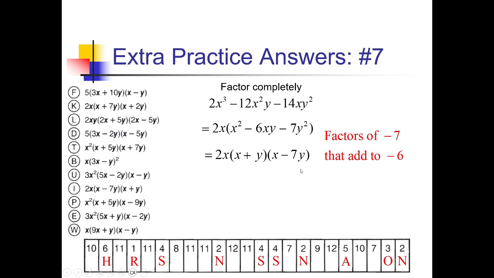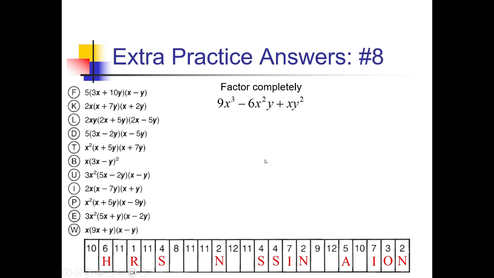And let's see if I can find that over here on the left. So I need a 2x on the outside. Let's see here. There's a 2x, but I don't have the same stuff in the parentheses. Down here we have x minus 7y and x plus y, so that's what we need. So we're going to put an I then in spot 7. There's a 7 right here, and also actually another one over here.